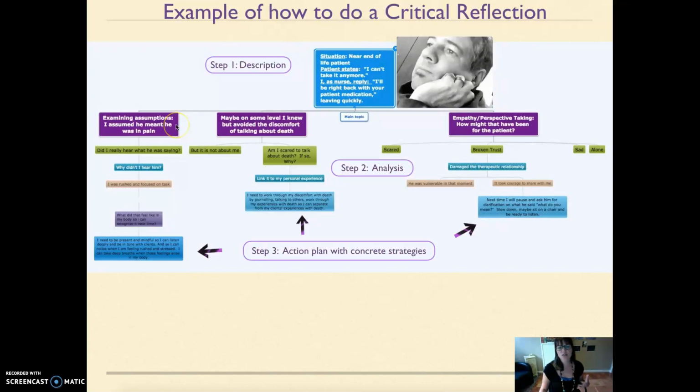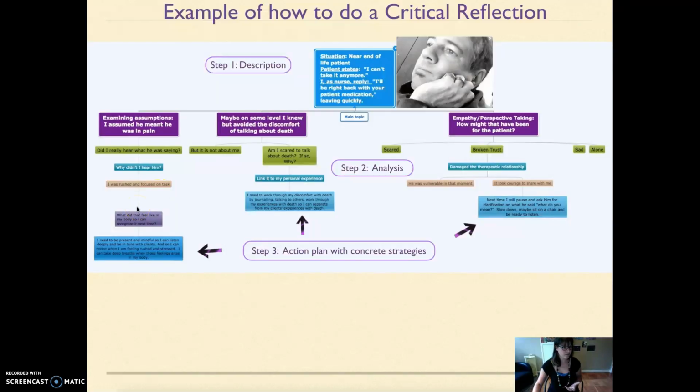What assumptions impacted my response? Did I assume he meant he was in pain when he said he can't take it anymore? So was I really hearing what he was saying? And so why didn't I hear him? Because I was rushed and focused on my task at hand.